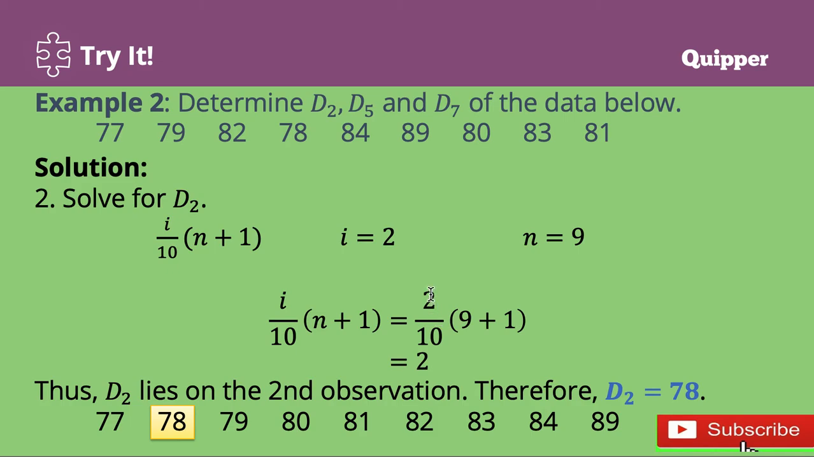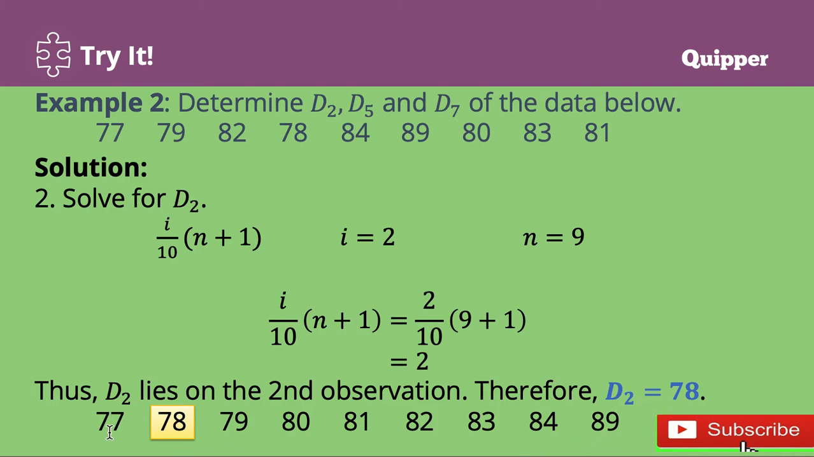Now we have 2 divided by 10 times 9 plus 1. 9 plus 1 is equal to 10. And 10 divided by 10 is just 1. 1 times 2 is 2. So we cancel, and now we have 2. Thus, the second decile lies on the second observation. Therefore, the second decile is equal to 78.